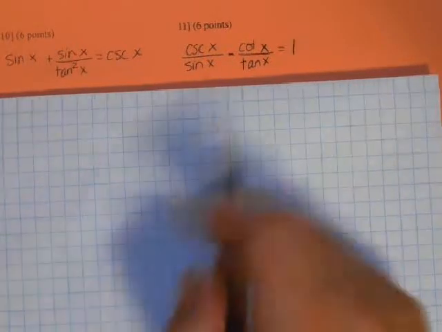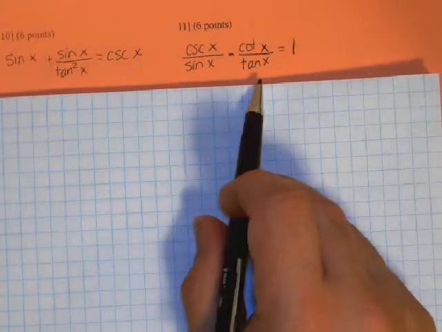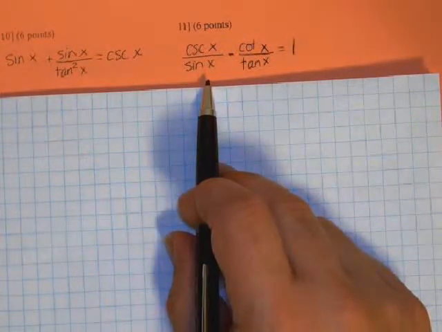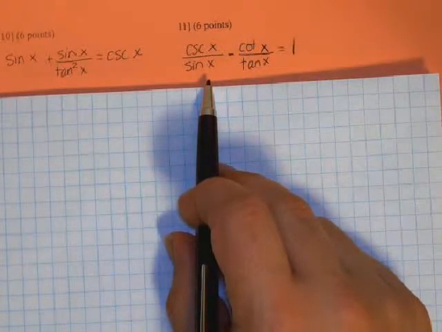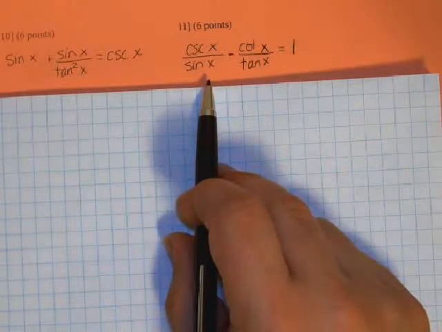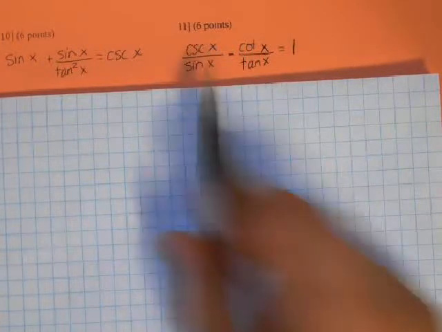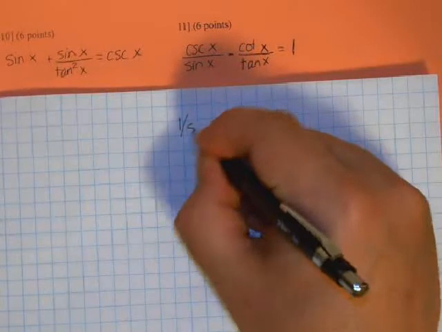Okay, for number 11, I look and I really don't see anything I can factor out. At this point, I could find a common denominator, and that could be helpful. But for this, I'm going to go ahead and just change everything into sine and cosine. So cosecant, I know, is 1 over sine.